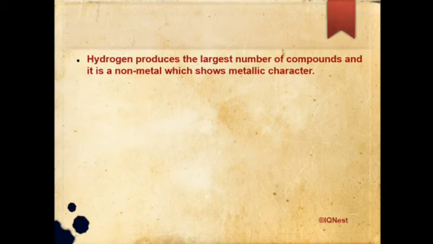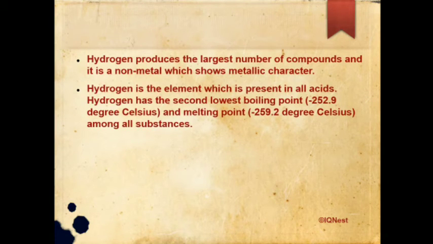The next point, hydrogen produces the largest number of compounds and it is a non-metal which shows metallic character. The next point, hydrogen is the element which is present in all acids. Hydrogen has the second lowest boiling point, that is minus 252.9 degrees Celsius, and it has a melting point of minus 259.2 degrees Celsius.